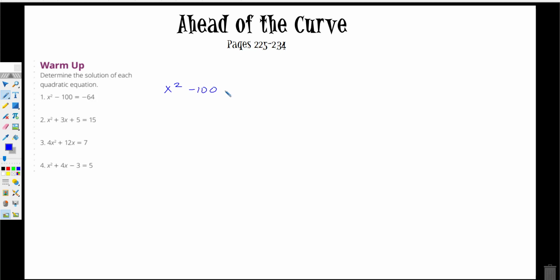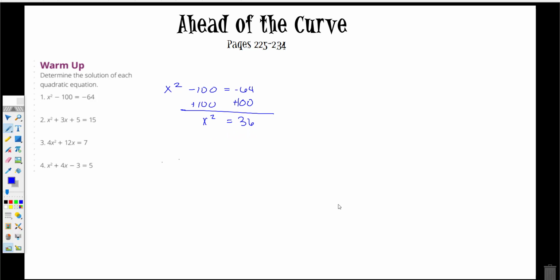And so when we're solving this one, we're going to move the 100 over, and you get x squared is equal to 36. So now we're going to take the square root of both sides, and we end up with the square root of x squared, which is x, and the square root of 36, which is plus or minus 6.